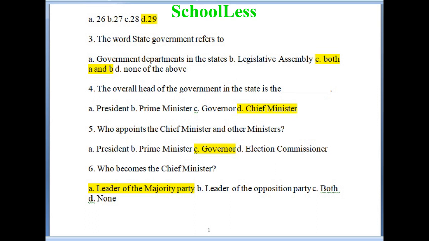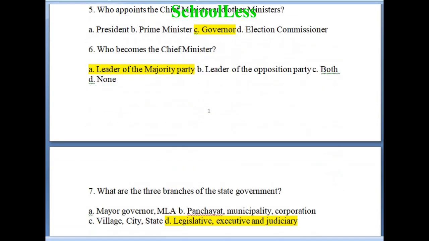6. Who becomes the Chief Minister? A. Leader of the majority party, B. Leader of the opposition party, C. Both and D. None. It is the leader of the majority party who becomes the Chief Minister. Therefore, choice A is the right answer.